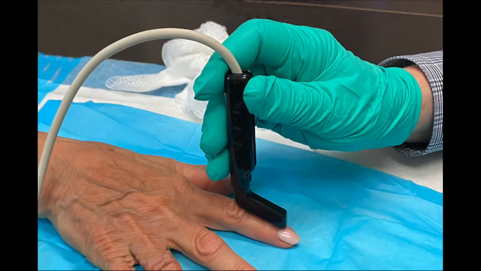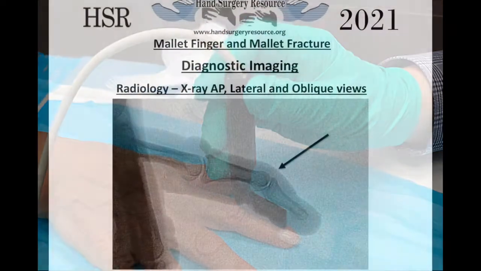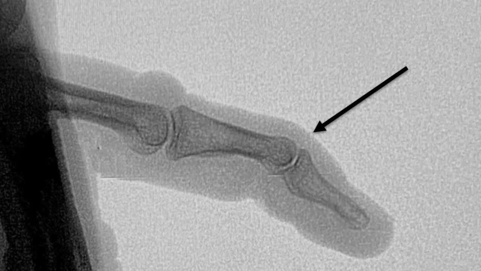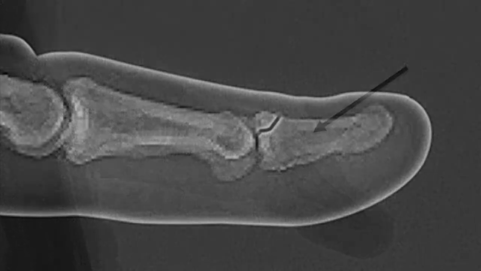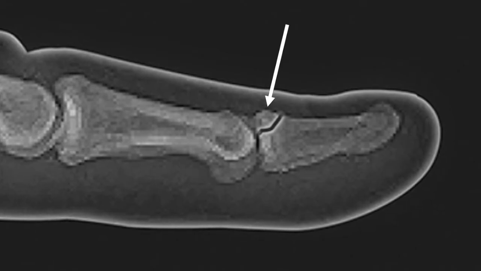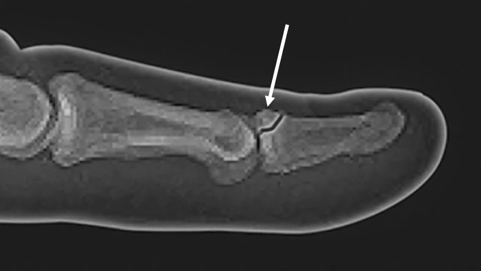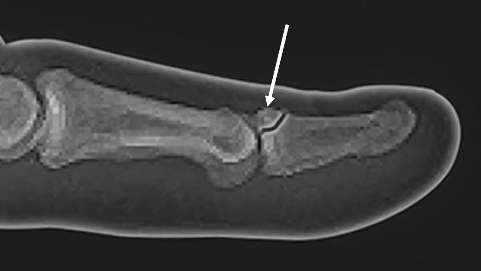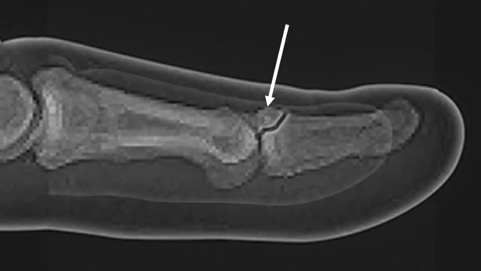Imaging of a potential mallet finger can include ultrasound evaluation of the extensor tendon and DIP joint. X-rays are the most common imaging technique used in this group of patients. X-rays should include AP, lateral, and oblique views. This X-ray diagram shows a very small mallet fracture which is non-displaced and not associated with any tendency to disrupt the articular surface of the joint or sublux the joint.